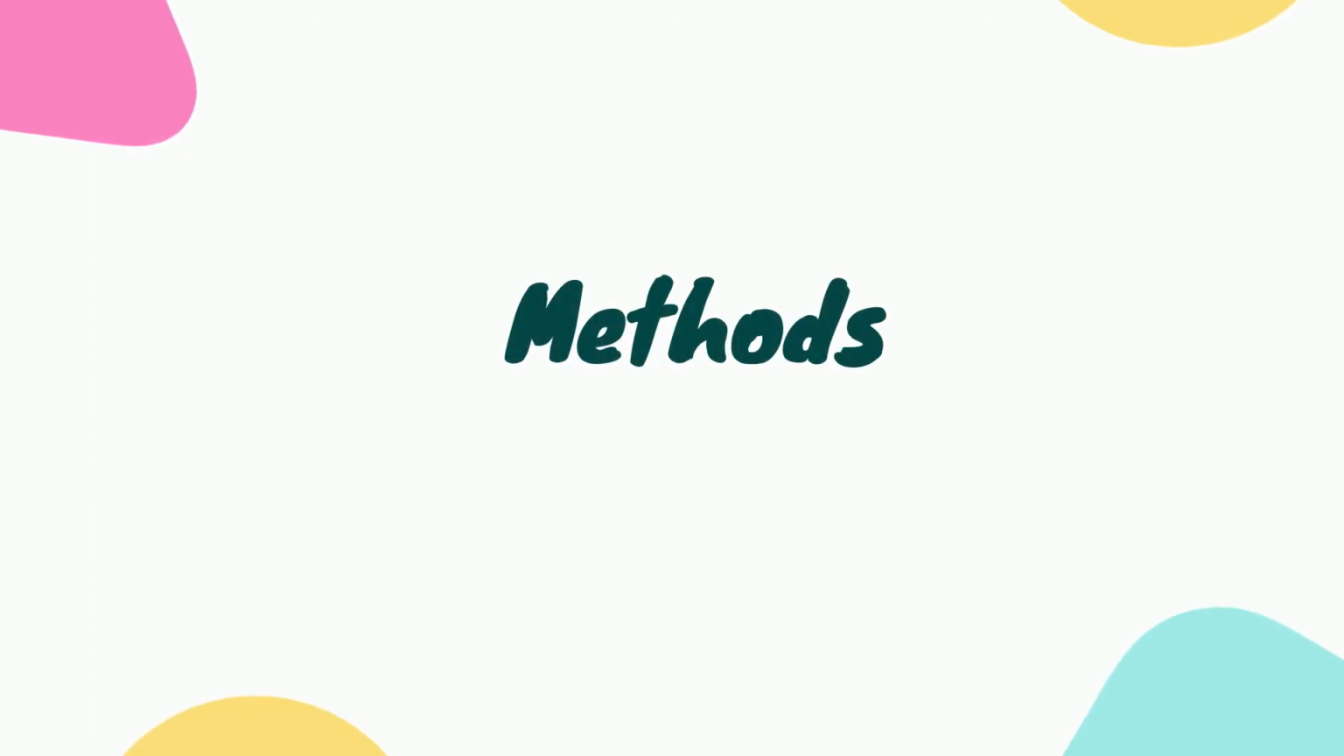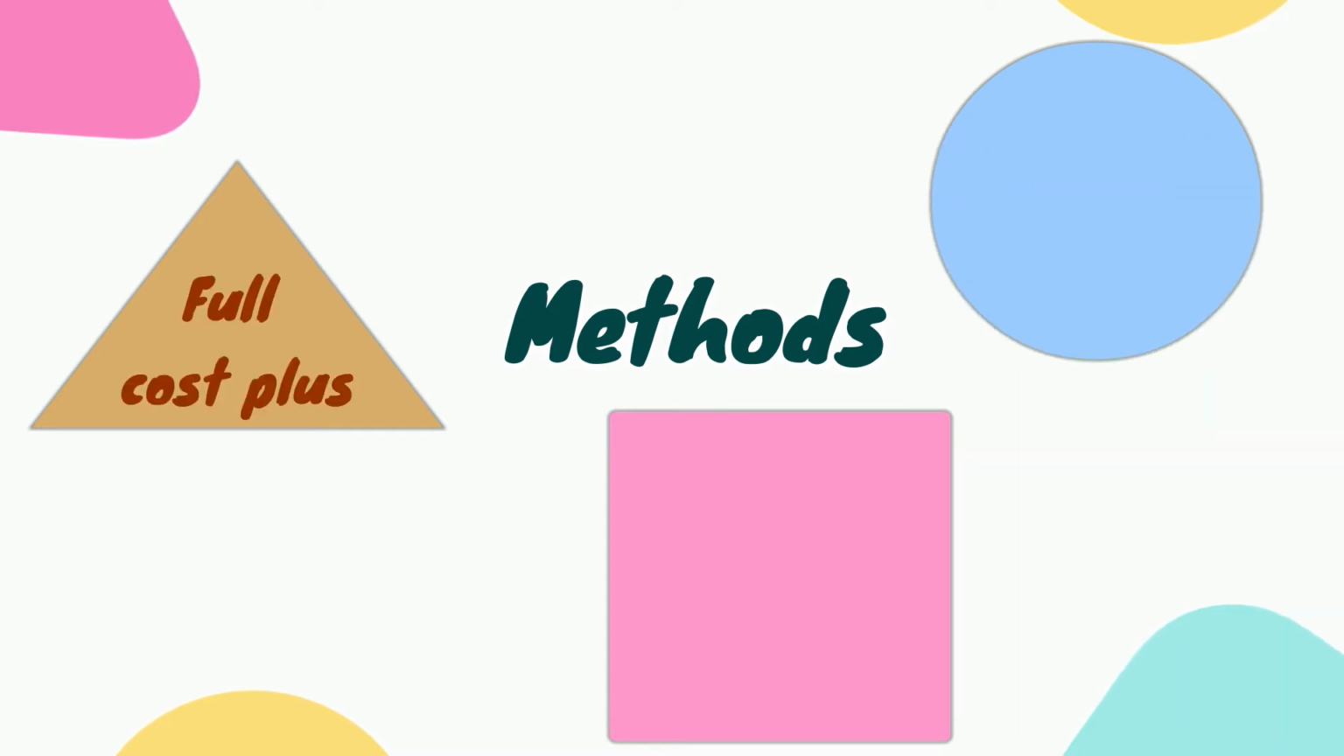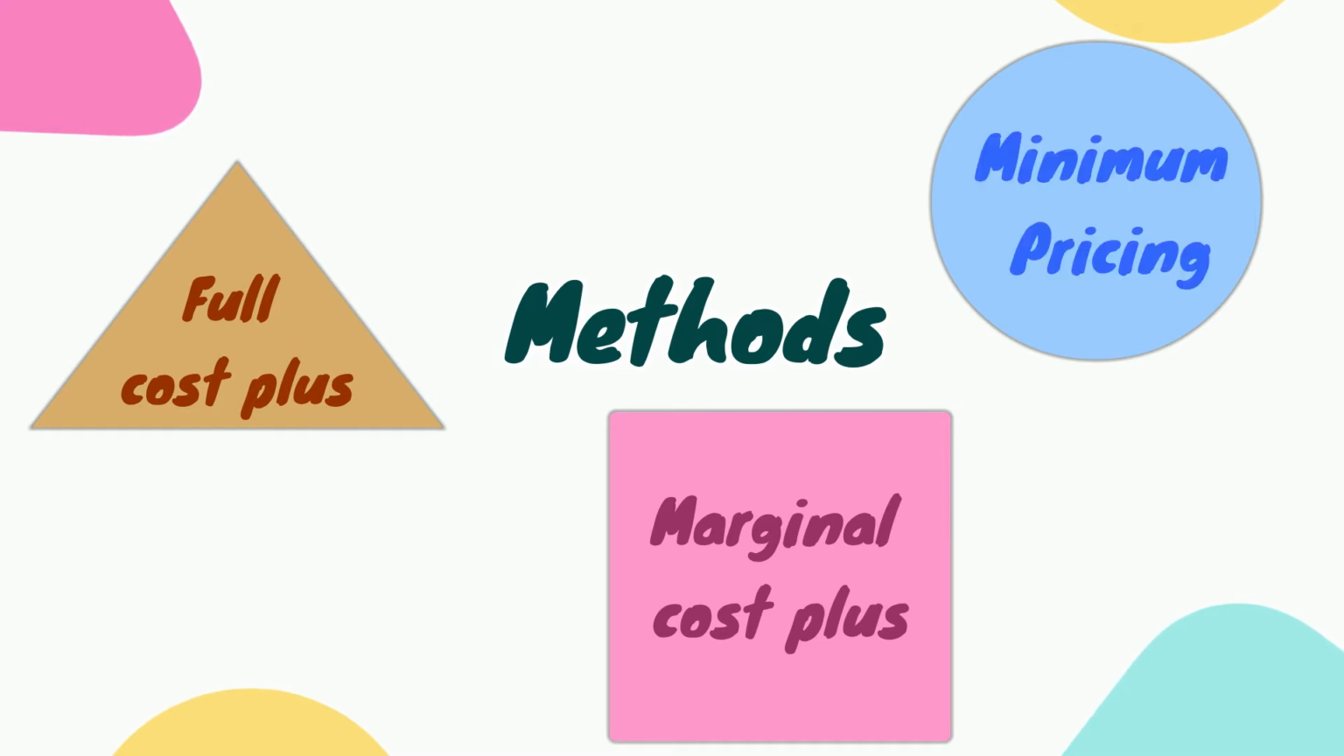Under the traditional pricing method, there are three ways to set the price of products or services. First, full cost plus method. Second, marginal cost plus. And lastly, minimum pricing.